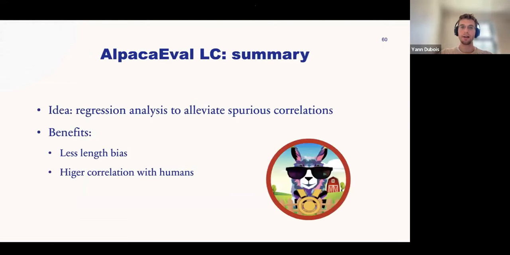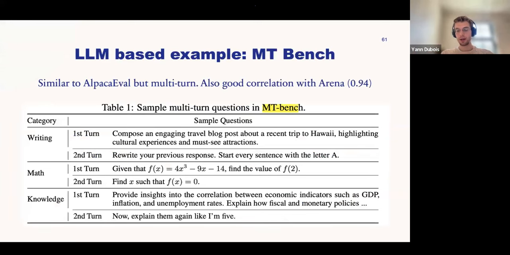Great. So summary, we used regression analysis to alleviate some spurious correlation in LLM-based evaluation. But a broader summary I want to share is that you really need to be careful when using these LLMs. I'm all in for using LLMs as evaluators, but there might be some issues, and you always need to be on your toes and ready to alleviate some of these issues. So benefits, it has less length bias, as we saw, and it actually ended up with higher correlation with humans. Great. So I talked about AlpacaEval and AlpacaEval length controlled.